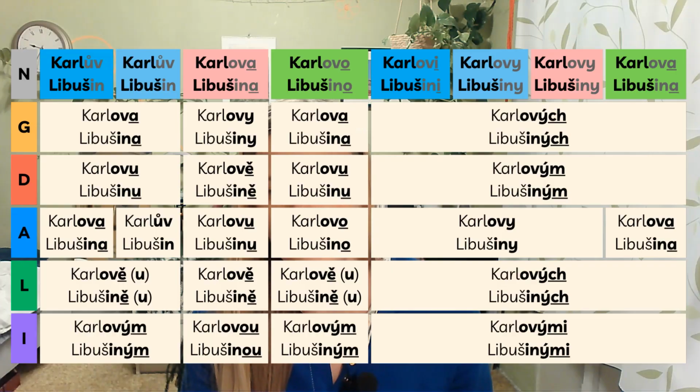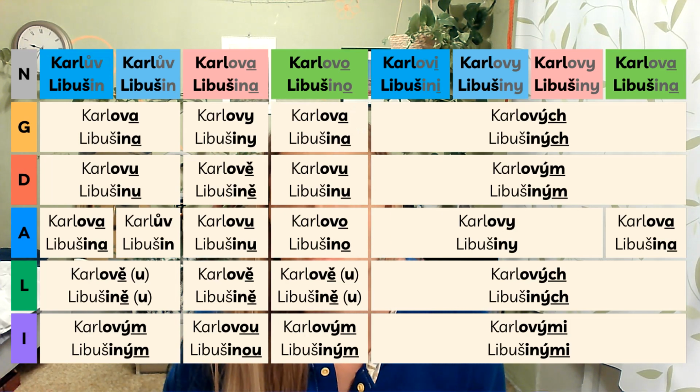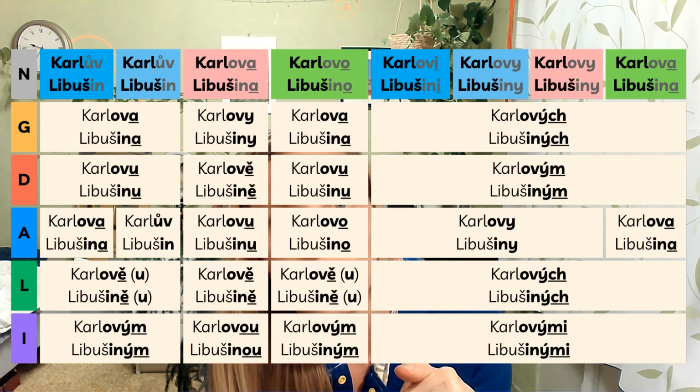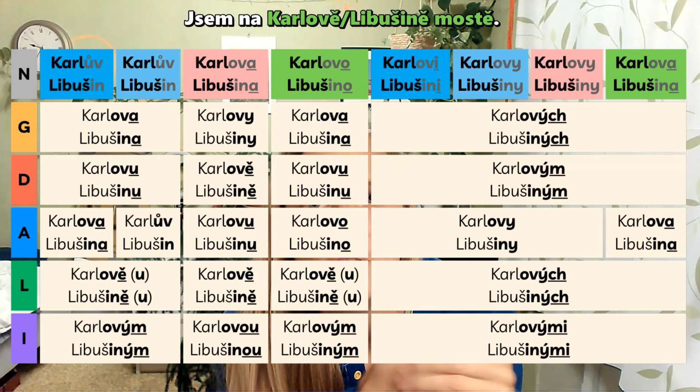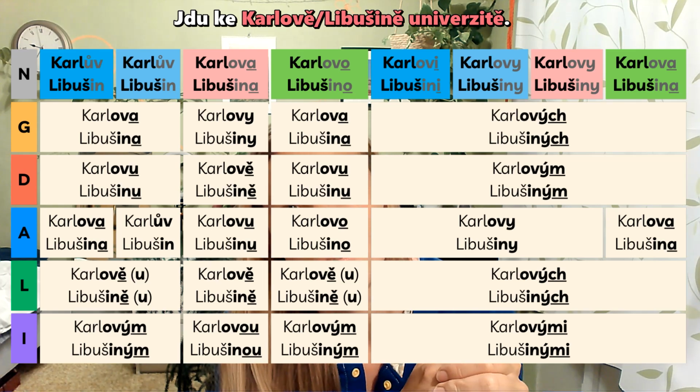Take an adjective and compare it with it. Always better in context. And remember that Libušina and Karlův actually share the same endings in the same cases. So you can learn these sentences with both forms in one. For example, jsem na Karlově mostě, jsem na Libušině mostě, or jdu ke Karlově univerzitě, jdu k Libušině univerzitě.